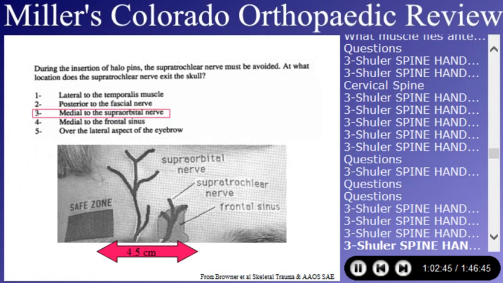During insertion of halo pins, the supratrochlear nerve must be avoided. At what location does the supratrochlear nerve exit the skull? Medial to the supraorbital nerve. Medial. Remember the 4.5 centimeters I previously drew.